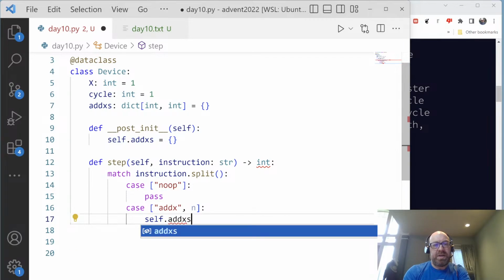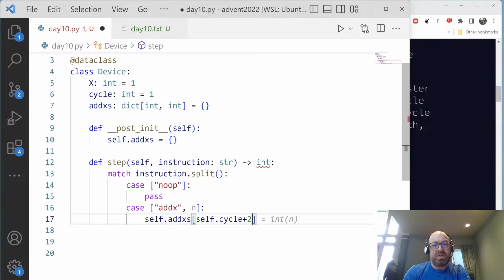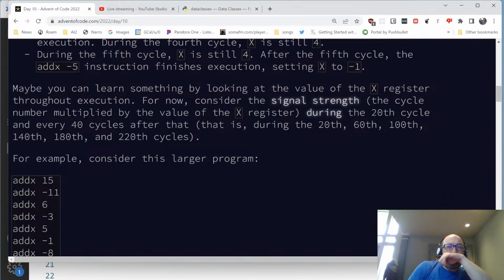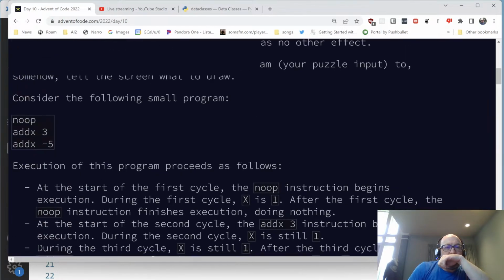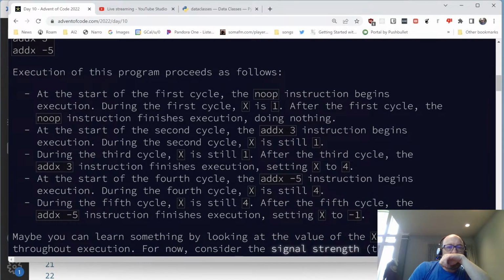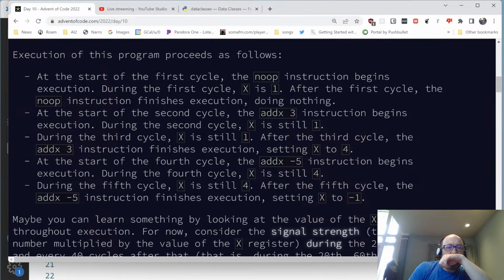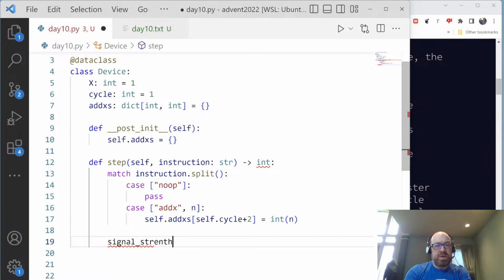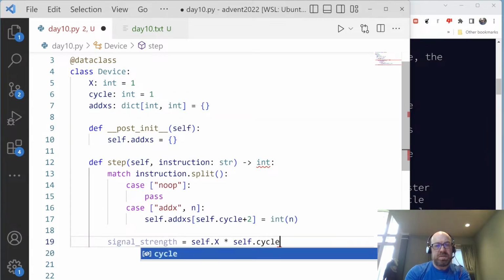self.add_xs, self.cycle + 2 equals int n. Okay. And then during, let me make sure. Signals, so now signal strength equals self.x times self.cycle.